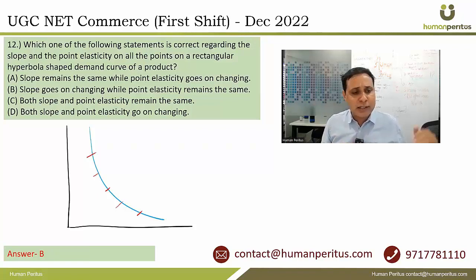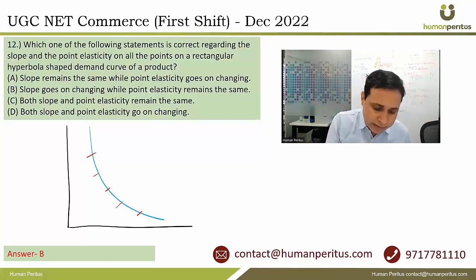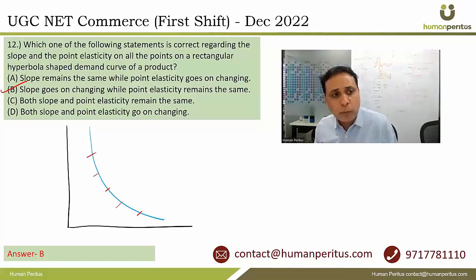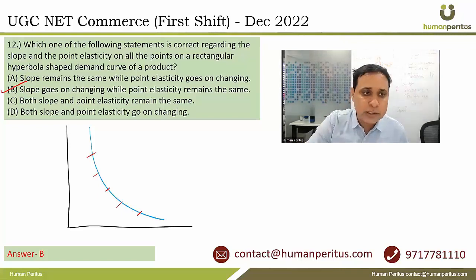On the other hand, the slope will keep changing, as you can also see in the graph. Therefore, correct answer is B. So point elasticity is same on all the points, but the slope will keep on changing.